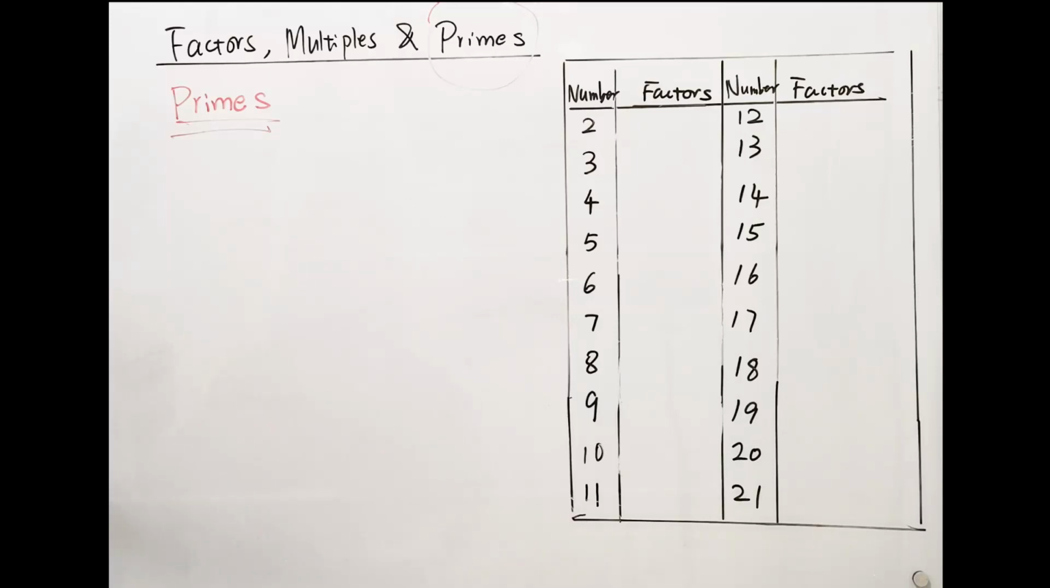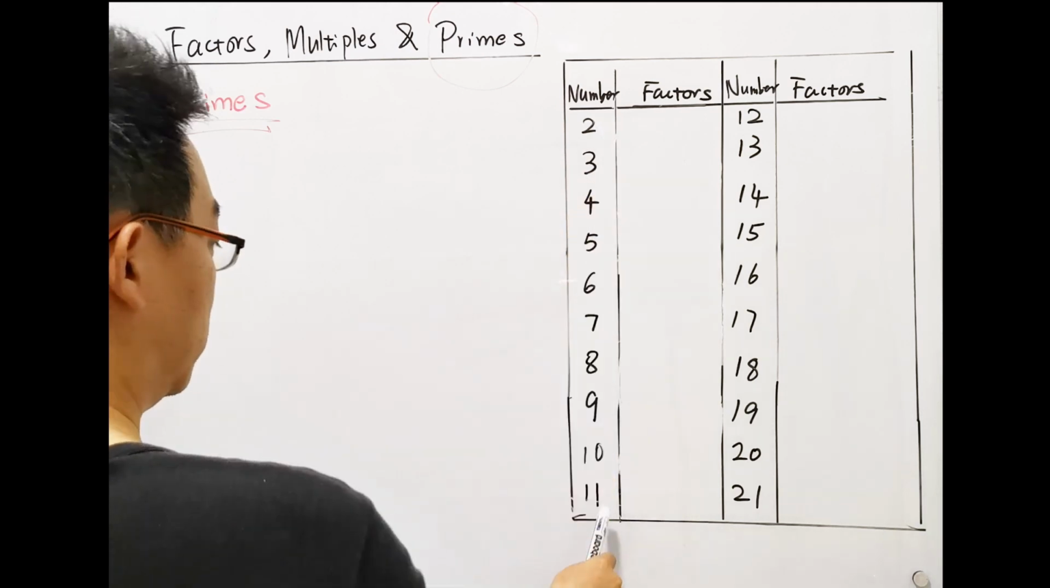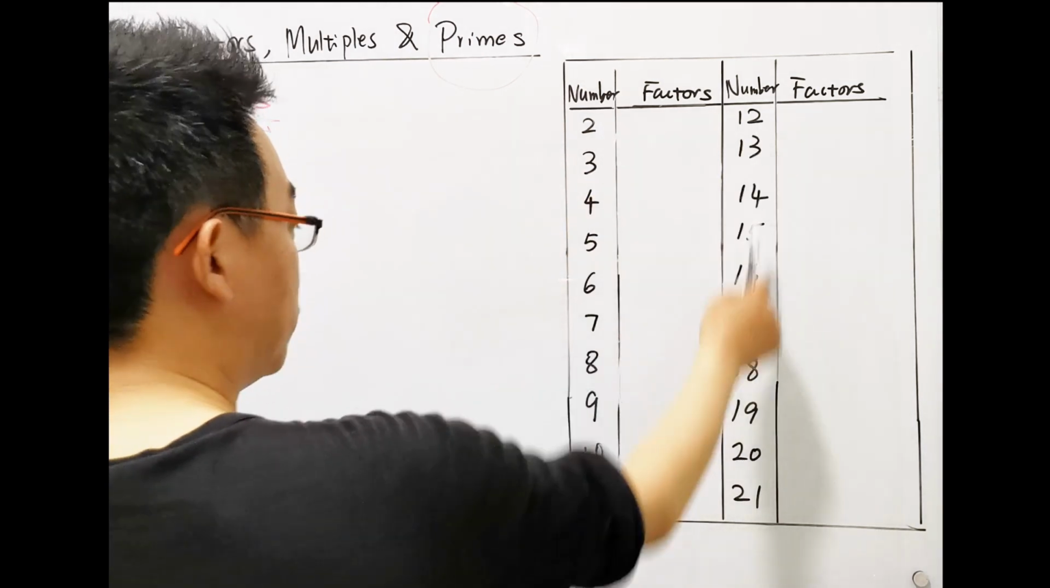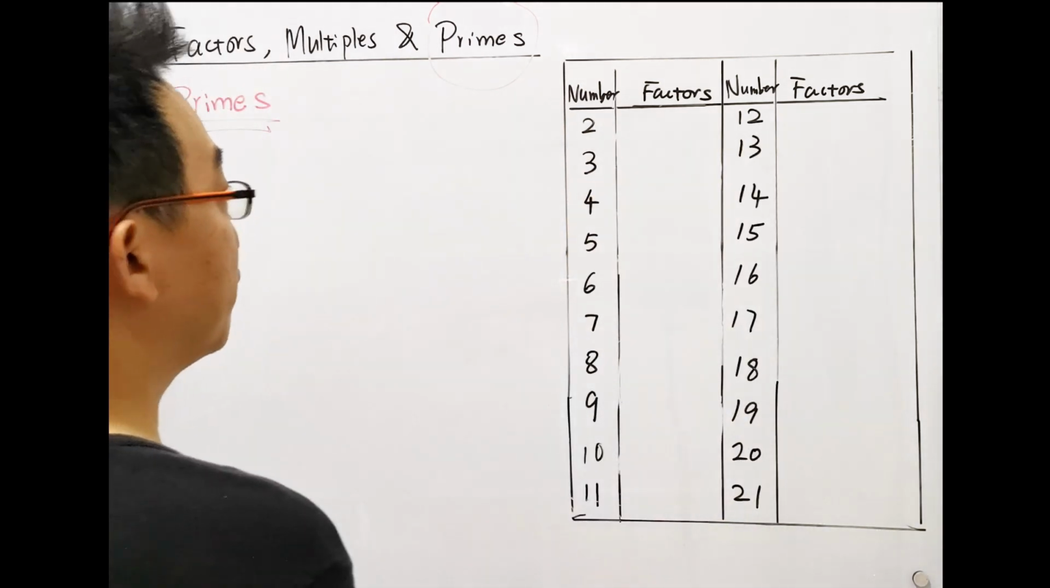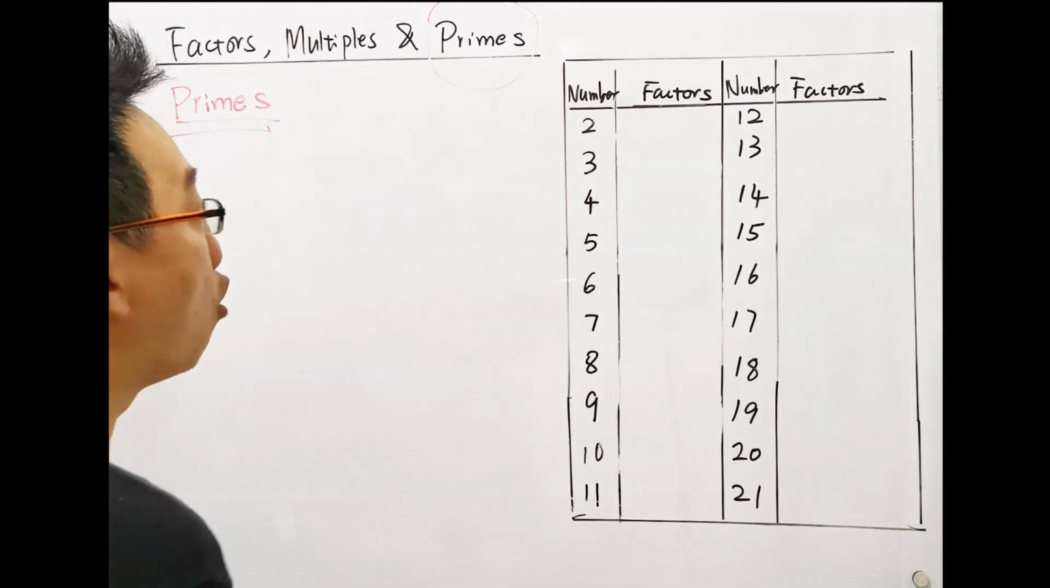Okay, now we're going to talk about primes. Before that, let's look at one table here. We have a task to do. For example, we have the numbers 2 to 11, 12 to 21. So let's look at the factors. How many factors do they have for each of these whole numbers?